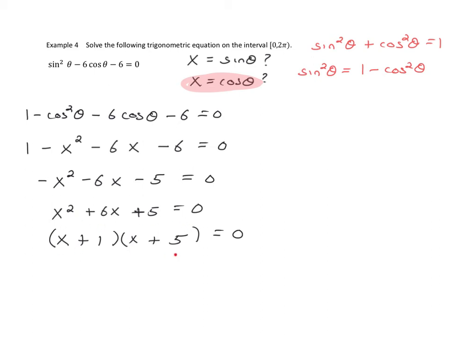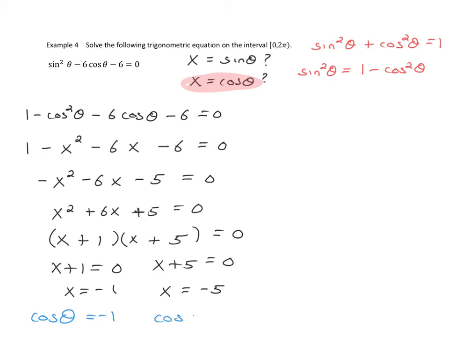I now have two factors that I can set equal to 0. That is, where is x plus 1 equal to 0? Where is x plus 5 equal to 0? Well, this one's 0 when x is equal to negative 1, and this one is 0 when x is equal to negative 5. We can now put cosine back in place of x and solve the following equations. When does cosine of theta equal negative 1? When does cosine of theta equal negative 5?